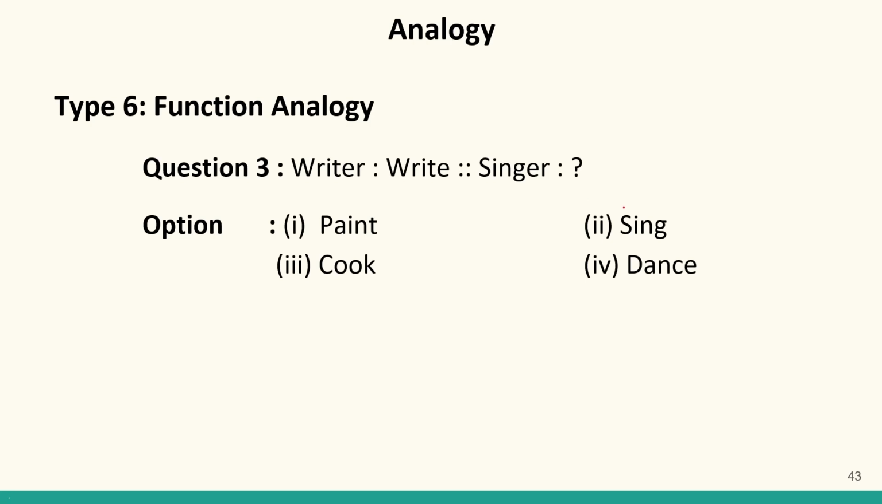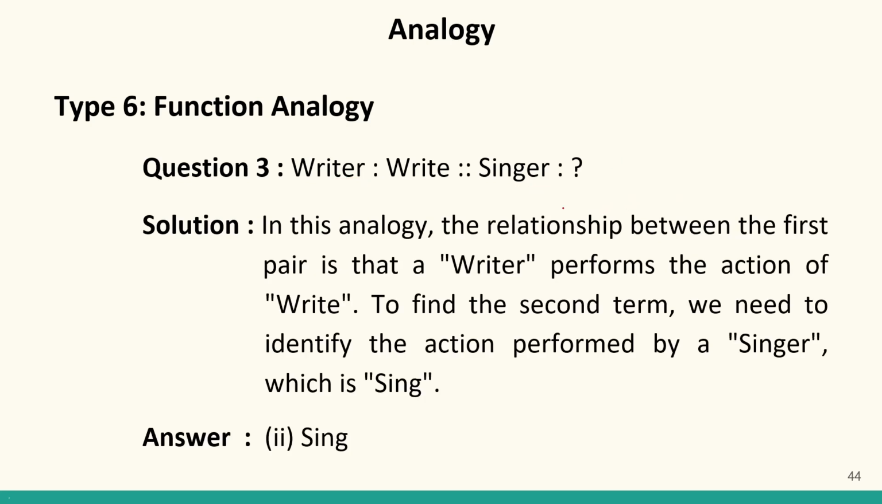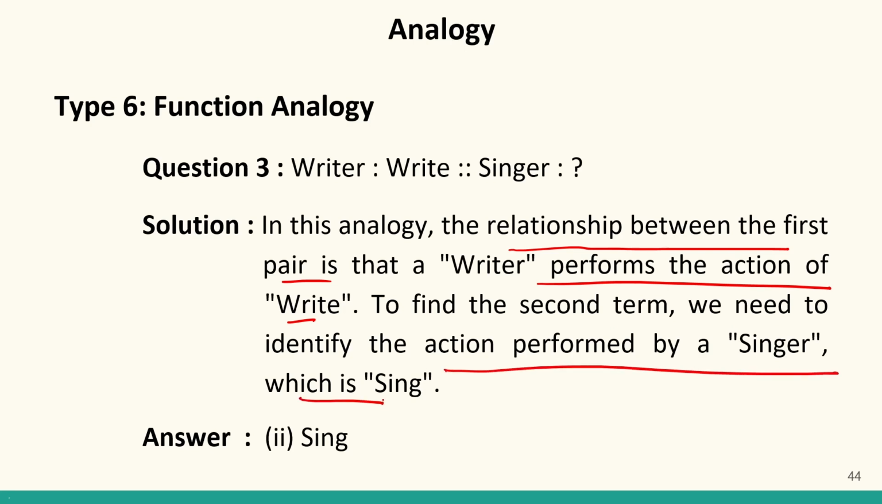Now, very easy. The function of a writer is to write. So the function of a singer will be to sing. So our answer will be option number 2, sing. So here in the solution you can see the relationship in the first pair is that a writer performs the action of write, and we need to identify the action performed by a singer, which is sing. So we are following the same role, the same action. Okay. This is how you solve questions for function analogy.